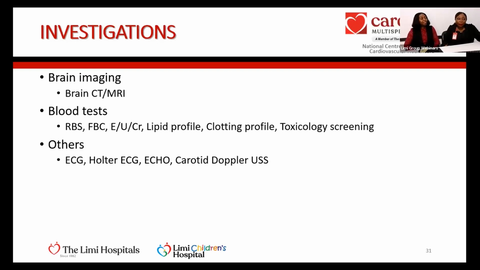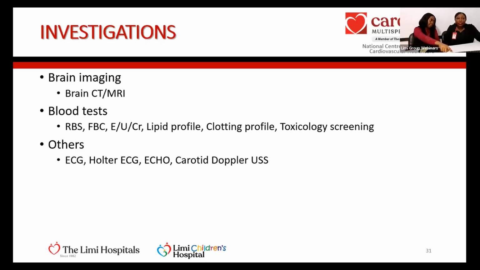Okay. All right, so other investigations, we also need an ECG. ECG is very important because we can find arrhythmias on ECG. We have said atrial fibrillation could be a risk factor. Then you may also need to do a Holter ECG, especially if you find an abnormal ECG. And then echo also can detect intracardiac clots. And also carotid Doppler ultrasound is very important. It could show maybe some plaques in the carotid, and that could have been the source of the embolus to the brain.